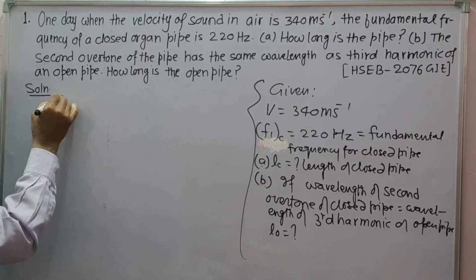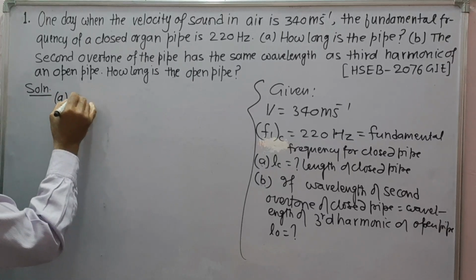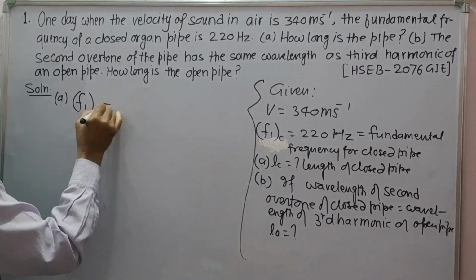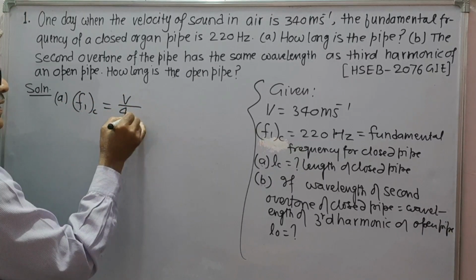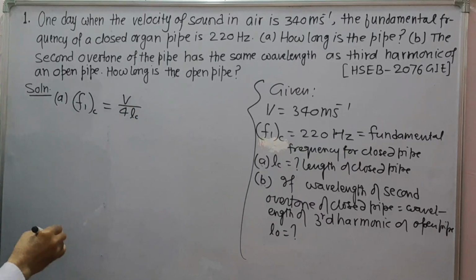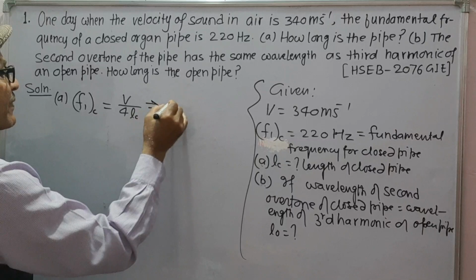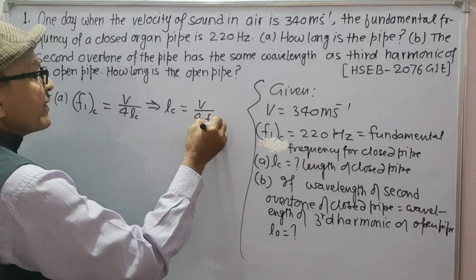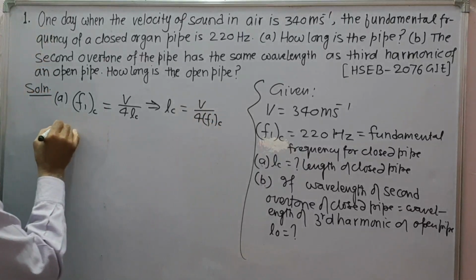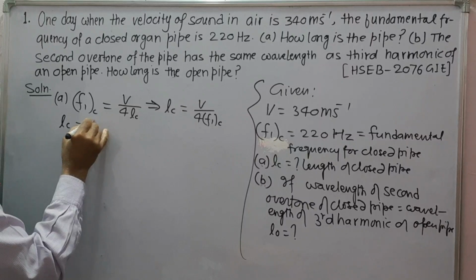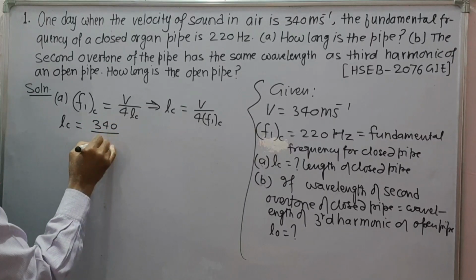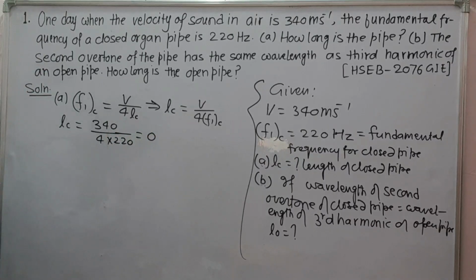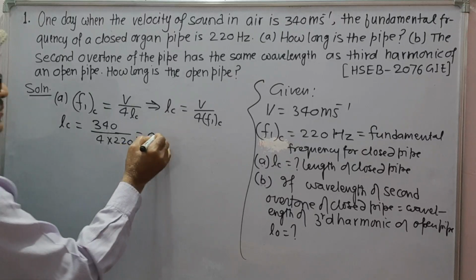Solution. In A, fundamental frequency for closed pipe is given by v upon 4L of closed pipe, which gives L of closed pipe as v upon 4 F1. So L of closed pipe will be 340 divided by 4 into 220, which gives 0.386 meter.